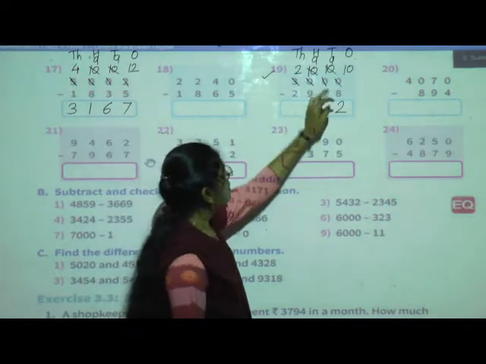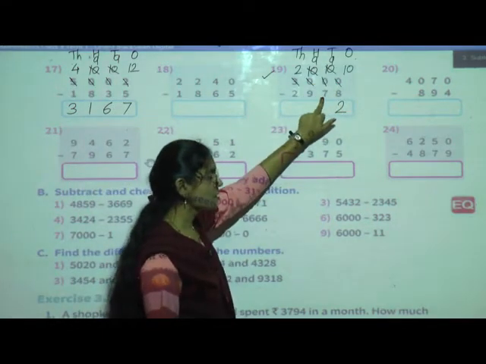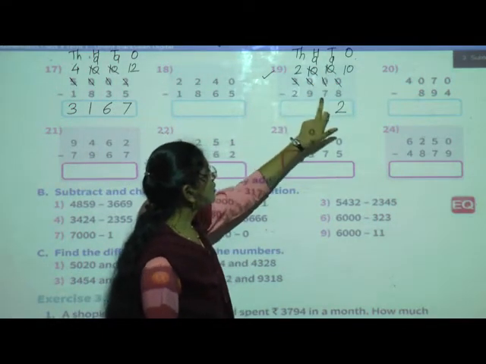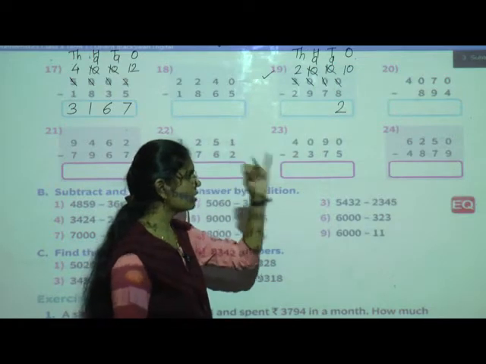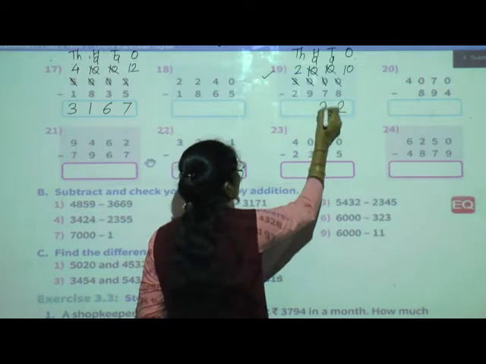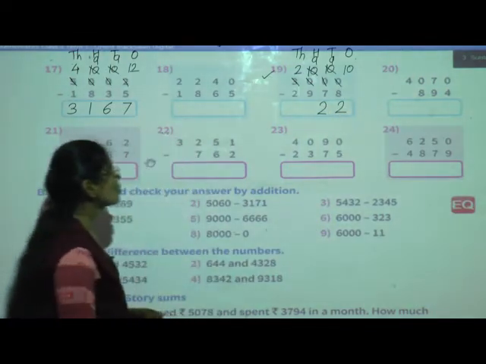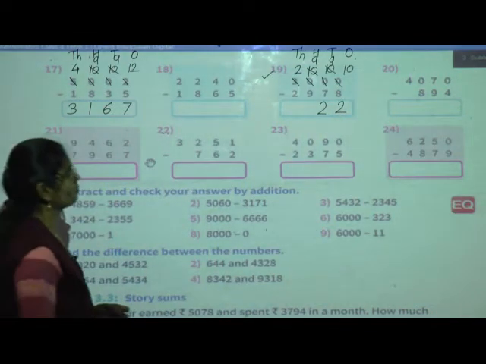Now see the tens place. Here 9 is there and here 7 is there. So 9 minus 7. After 7 count your fingers. 8, 9. So 9 minus 7, again we will get 2. So we will write 2 at tens place.